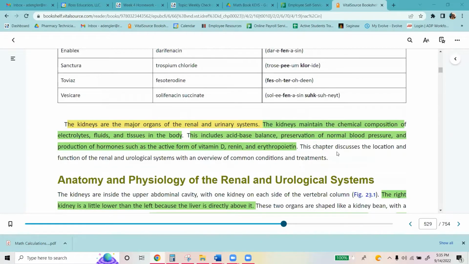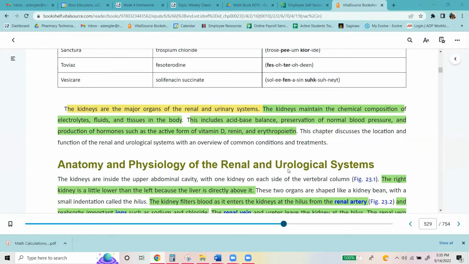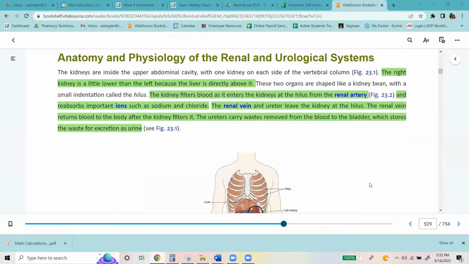The kidneys are the major organs of the renal and urinary systems. The kidney maintains the chemical composition of electrolytes, fluids, and tissues in the body. This includes acid-base balance, preservation of normal blood pressure, and production of hormones such as the active form of vitamin D, renin, and erythropoietin.